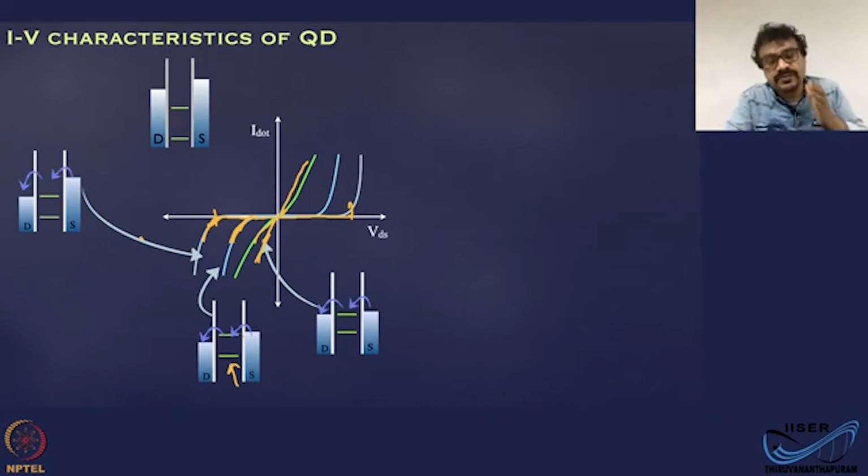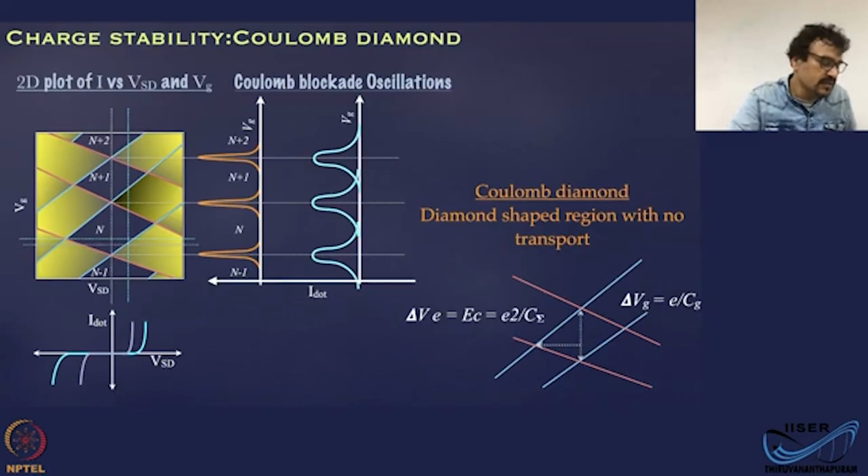And usually when you measure these devices, you do both in a very interesting manner. You do a combination of both, because that information is very, very crucial to understand the geometry of the device. And that is called the charge stability diagram or Coulomb diamond. So it's a two-dimensional plot of current versus source-drain bias and gate voltage, because it's a three-terminal device. You have source-drain bias and you have gate voltage, and you are running a current through the device. So it's a plot of both.